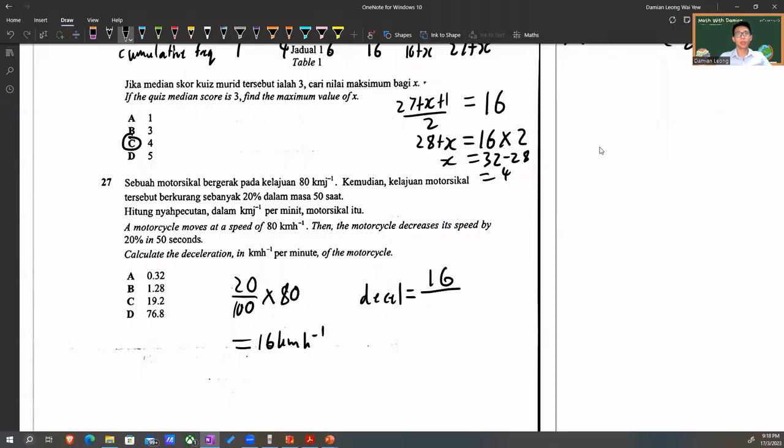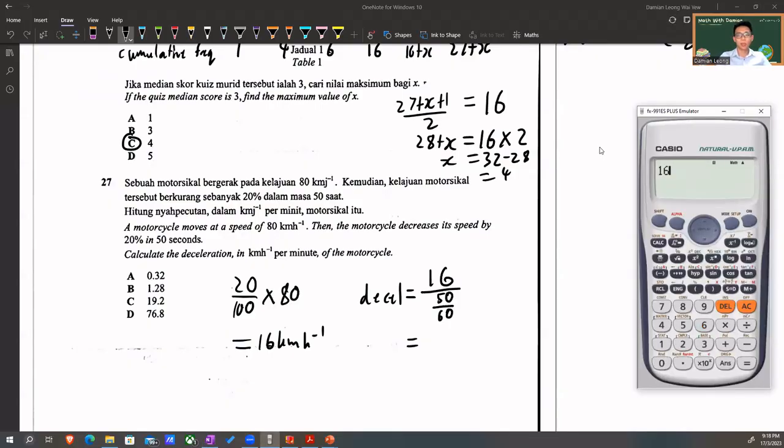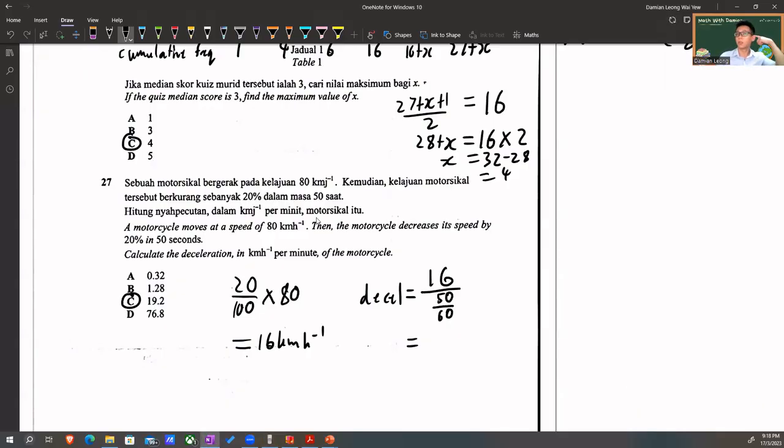But this is per minute. But this is 50 seconds. So 50 seconds change to minutes. So I divide by 60. So it's 16 over bracket 50 over 60. 19.2. Answer C. Okay, make sure the unit is all correct. This is per minute. So I have to change this seconds to minutes.